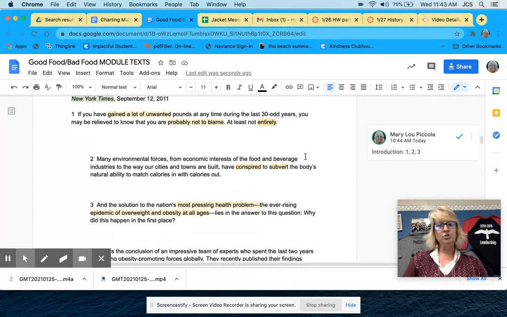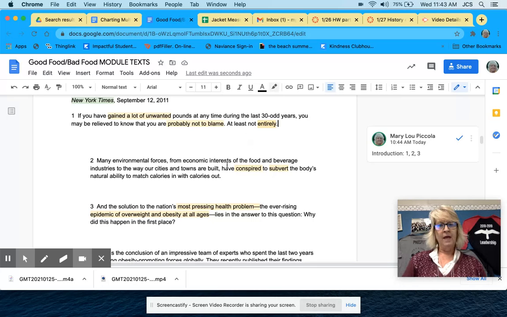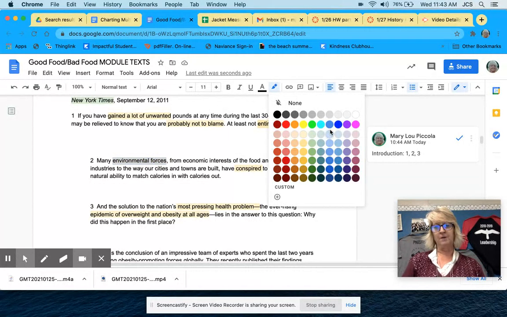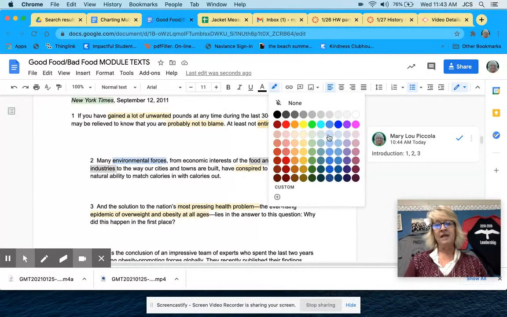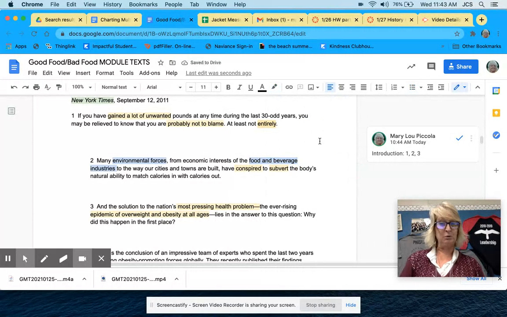So I'm going to skip down to paragraph 2, and I'm going to highlight a couple things. I'm going to highlight environmental forces because technically that is a type of information that really is titling something. Economic interests, so I'm going to say food and beverage industries. I'm going to highlight that because that's really titling an actual entity or a business saying that they possibly could be responsible for the obesity epidemic. And then also the way the cities and towns are built.